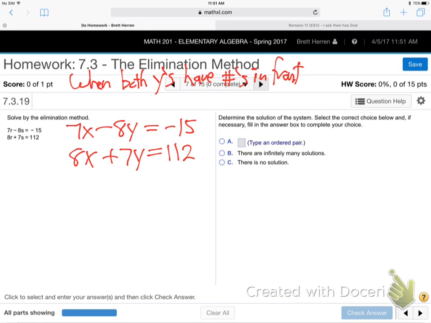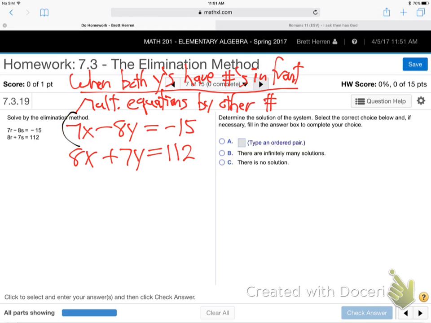That's what we're talking about here, right? Both the y's have numbers in the front. When both y's have numbers in the front, multiply equations by the opposite, the other number. Does that make any sense? I think once I show you that'll make more sense.